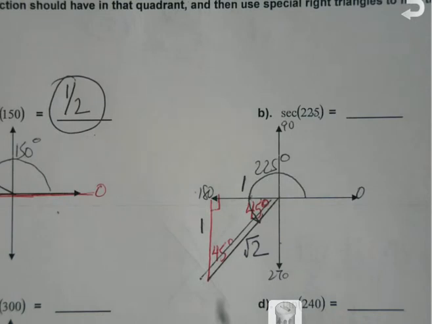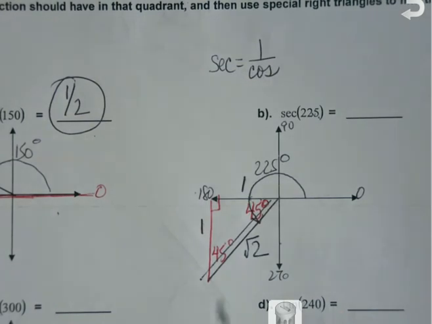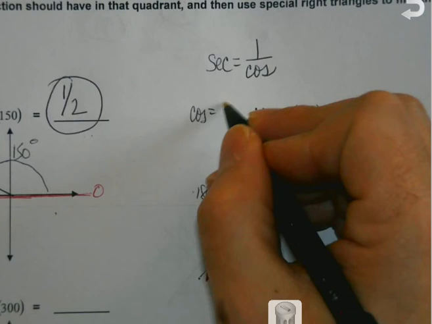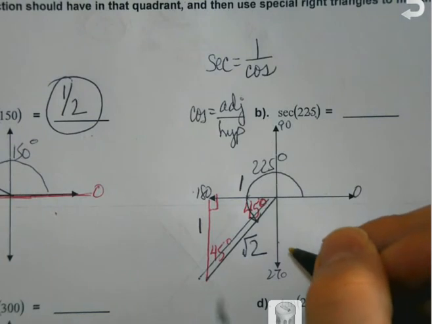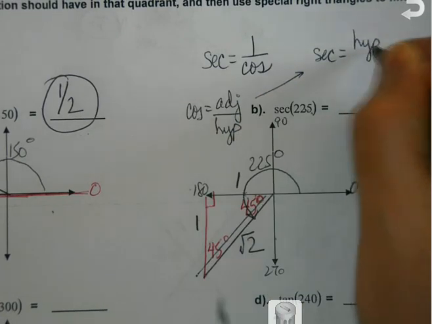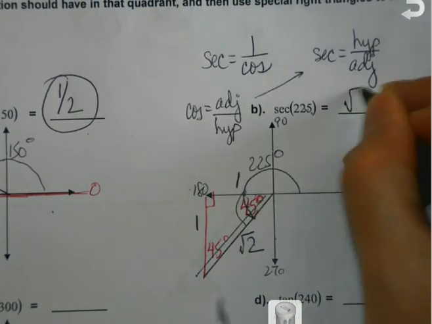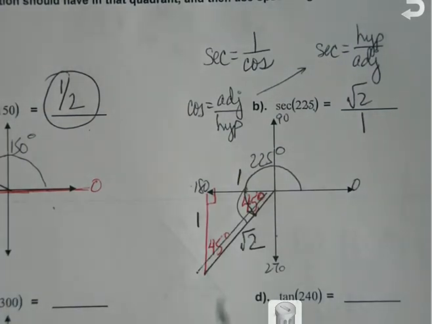But then I'm like, secant. What's secant the inverse of? Cosine. So secant is 1 over cosine. So if I was doing cosine for this particular one, cosine is adjacent over hypotenuse. So that means secant is the opposite. It's the inverse. Hypotenuse over adjacent. Okay, hypotenuse over adjacent.